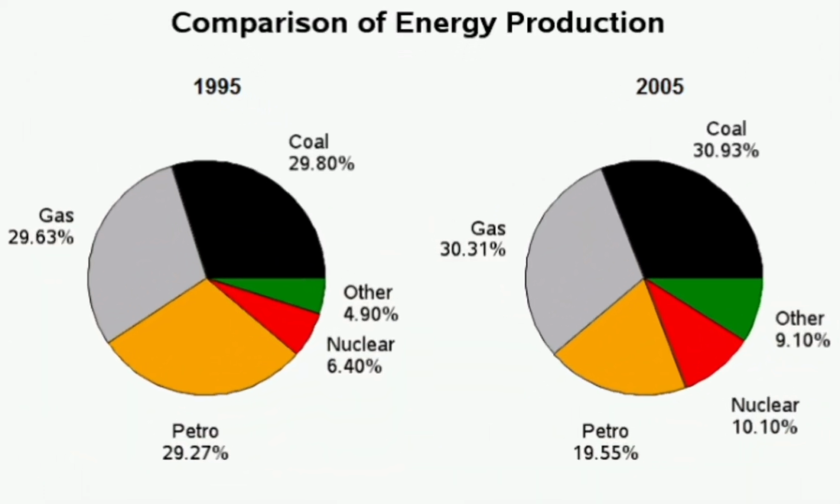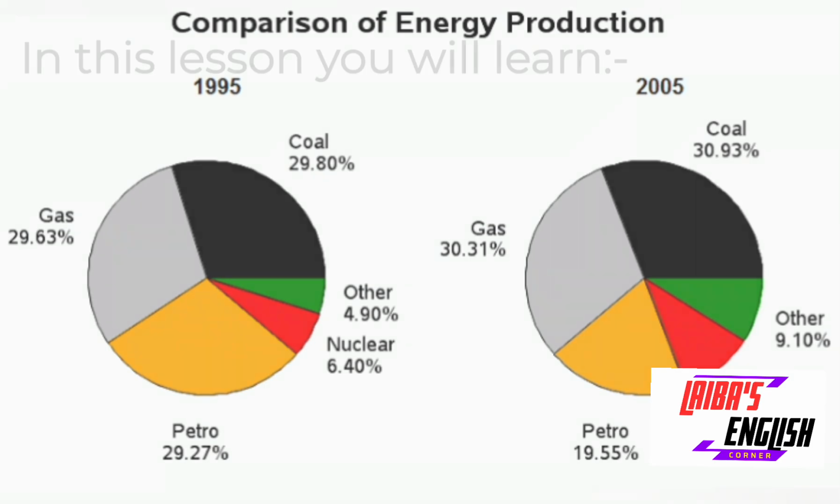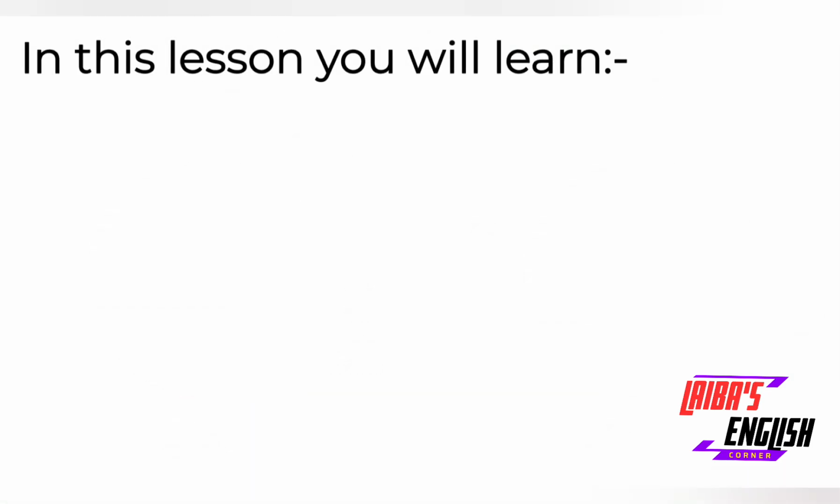Today we will learn how to describe a pie chart in IELTS Writing Task 1. I will show you how to cover all the basics using this example of energy production in 1995 and 2005. Now let's discuss the content of this lesson.